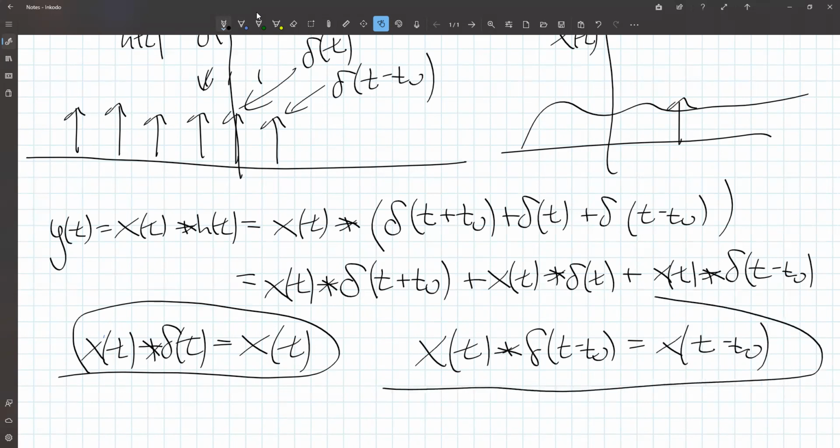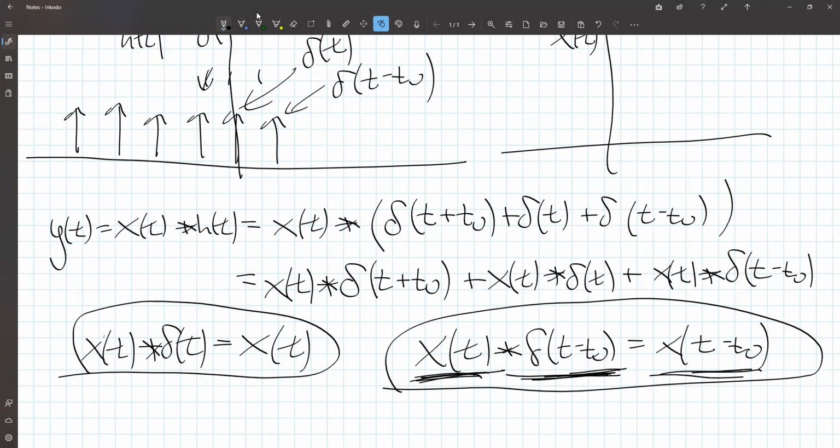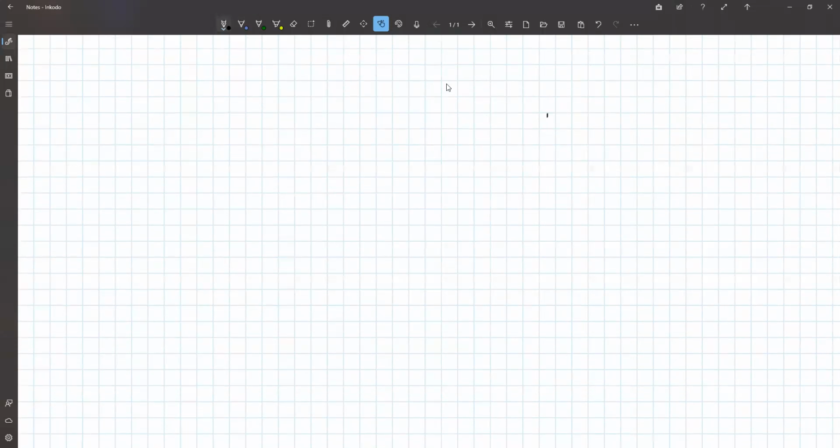What this is saying is that if we take our signal x of t and we convolve it with a time shifted delta function, then we get out that exact same signal. However, it is just now replicated with the center of it at that time shift. And let me try to explain that a little bit better.